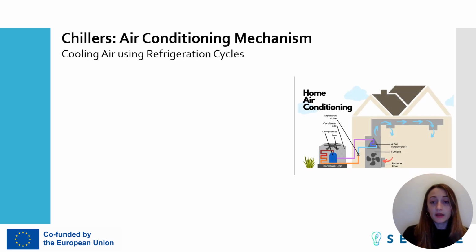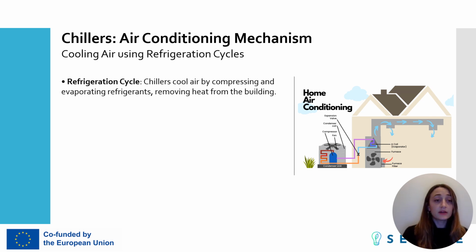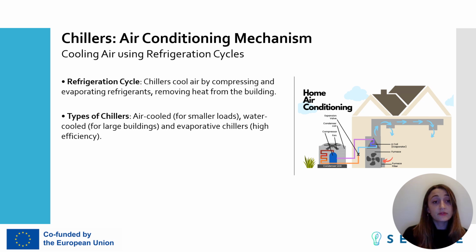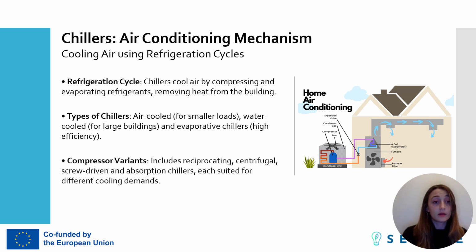So, for air conditioning, on the other side, chillers are the ones responsible for cooling the air. Inside chillers, we have the refrigeration cycle, in which chillers cool air by compressing and evaporating refrigerants, removing heat from the building. We can have different types of chillers: air-cooled, water-cooled, and evaporative chillers. Finally, compressors, which are an important part of chillers, can work in different manners.